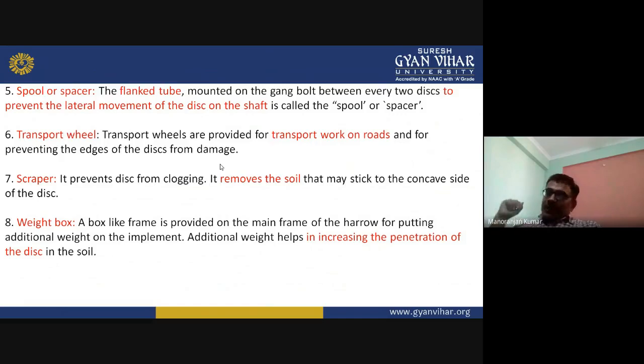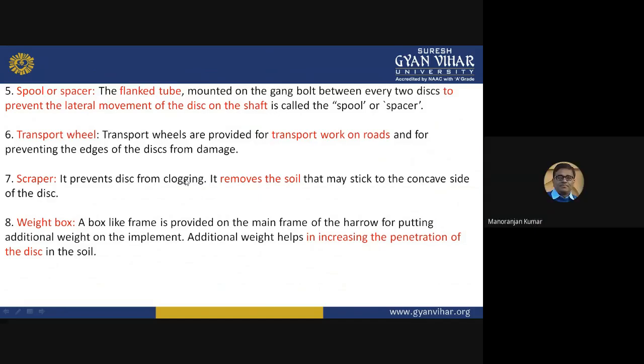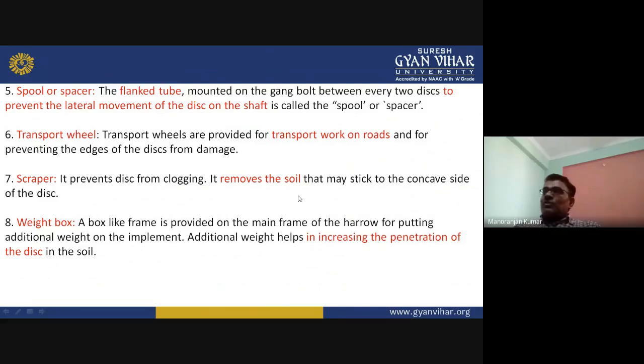Now a scraper. This scraper is also present in the disc harrow. The purpose of this scraper is to prevent the disc from clogging. Sometimes what happens, the soil sticks on the surface of the disc. So you have to remove that soil. That purpose is done by this scraper. It removes the soil that may stick to the concave side of the disc.